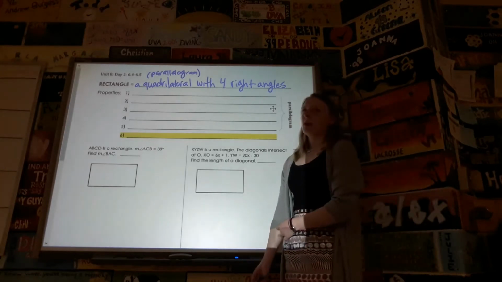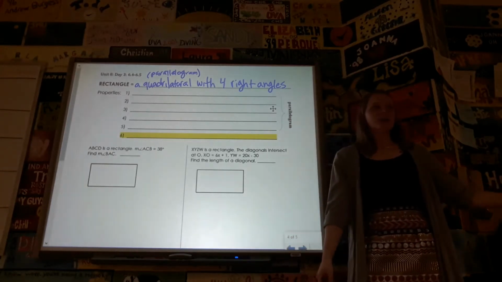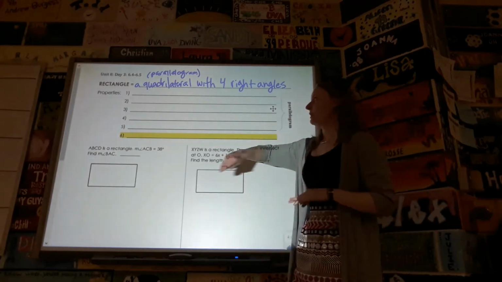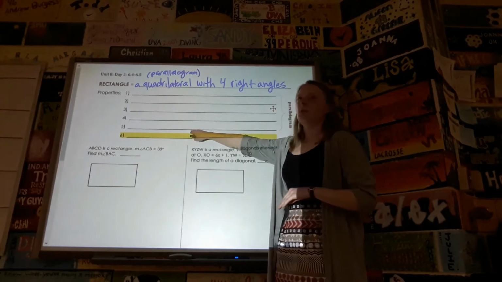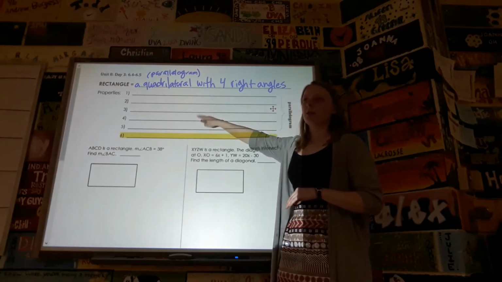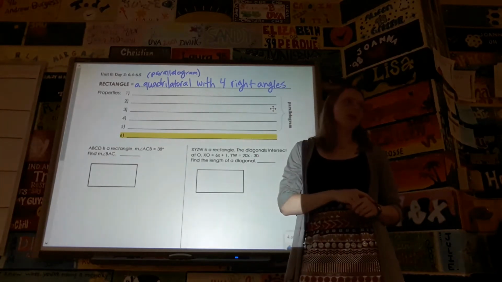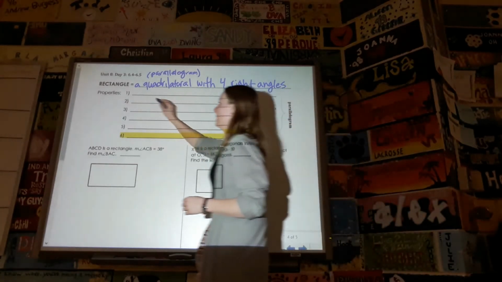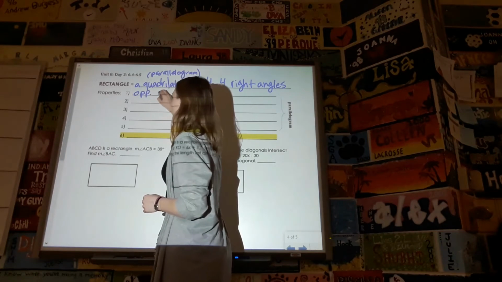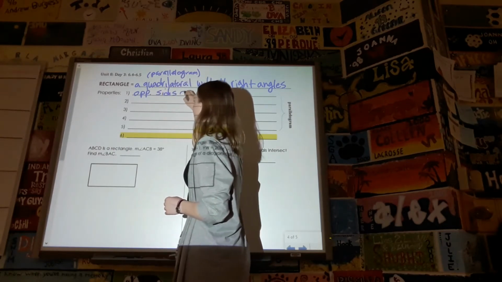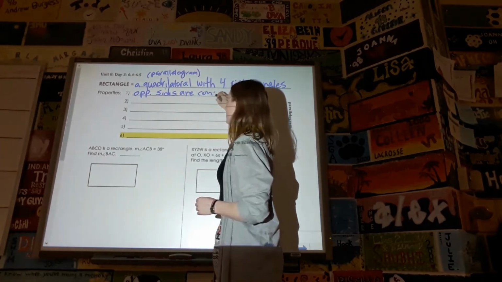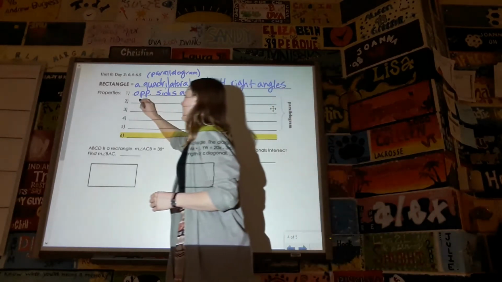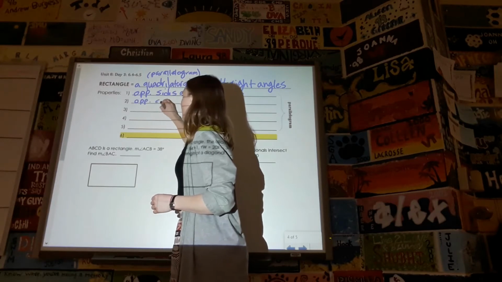So because it's a parallelogram, everything that we learned last class also applies to a rectangle. This is just another review. We're going to write down everything that we know about the parallelogram, and that's also true about a rectangle, plus one extra thing that's true about a rectangle. So again, what do you guys know about a parallelogram? Opposite sides are congruent. Opposite angles are congruent.